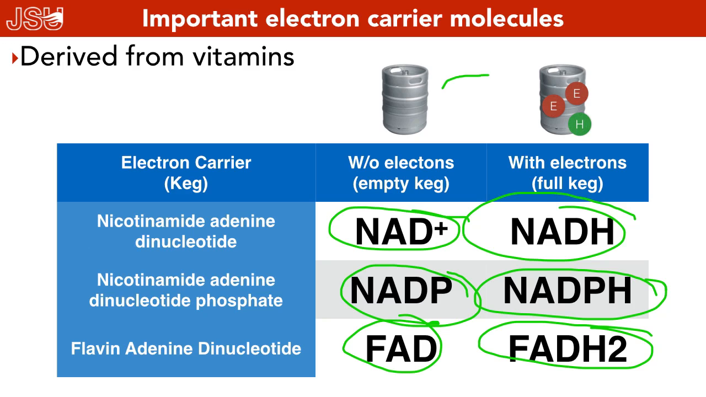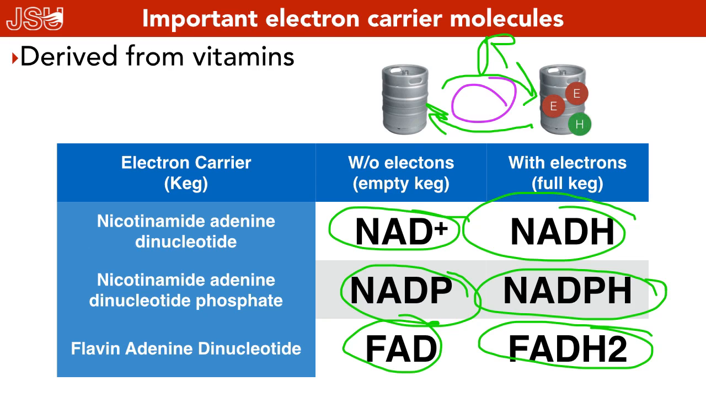When we do this, what do we call this? When we add electrons to that, what have we done to it? We have oxidized or reduced? Reduced. When we remove those electrons and we empty that keg, we have done what to it? We have oxidized it. That's an oxidation reduction.